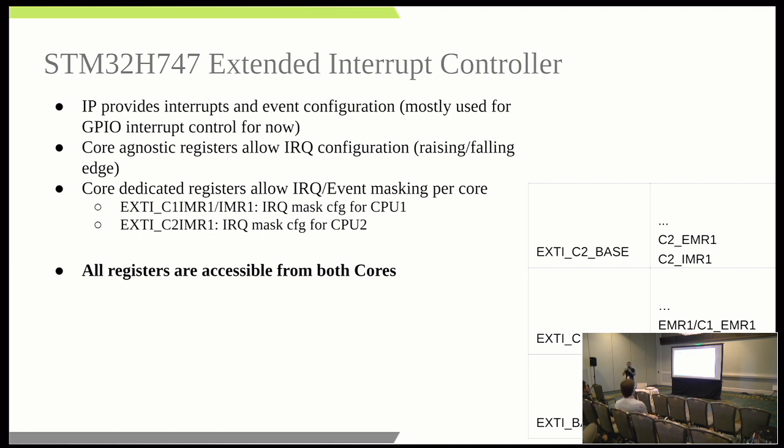In this IP there are some core agnostic registers that will be used to configure, for instance, the rising or falling edge, because this will be done for one application. This does not depend on the core. But then there are core dedicated registers that allow to mask the interrupt to one or the other core. And all these registers are accessible from both cores.